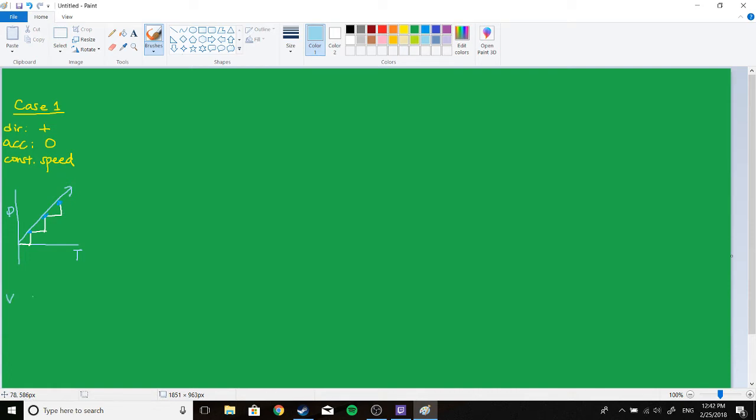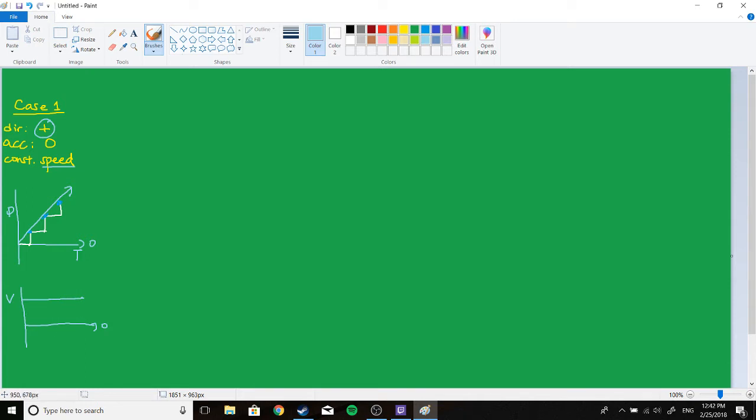In a velocity time graph, meanwhile, this kind of situation, let me just label 0 again. This kind of situation, when you have a constant speed, that means your velocity does not change. So it means it's just going to be a flat line. But remember that your direction is positive. So that means it's going to be a flat line above 0.